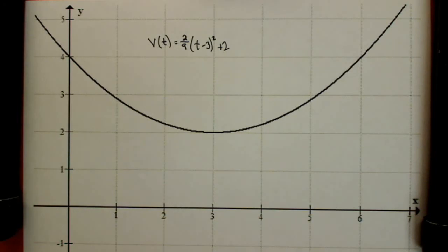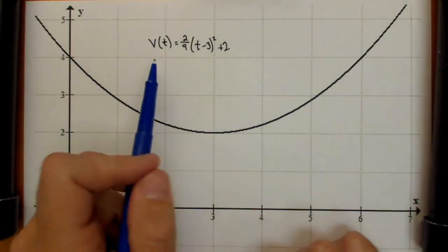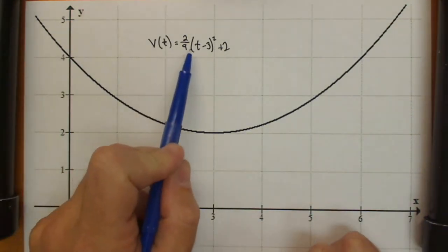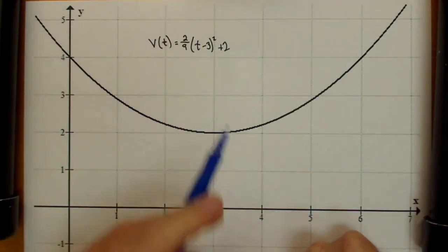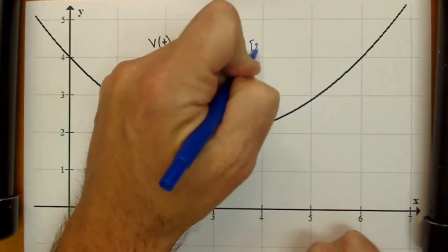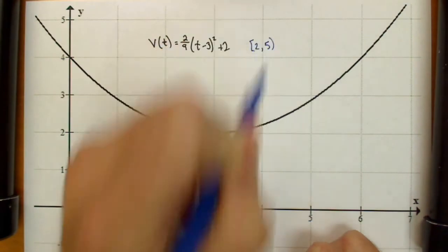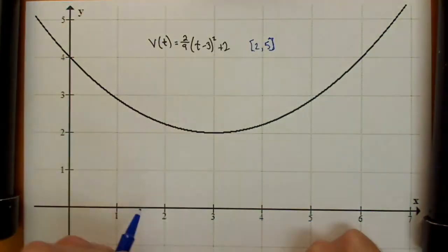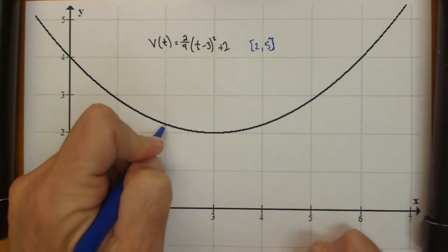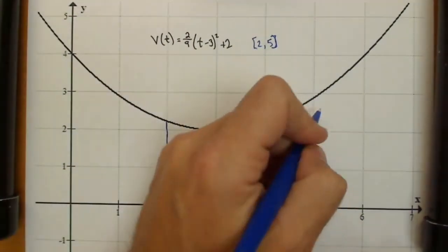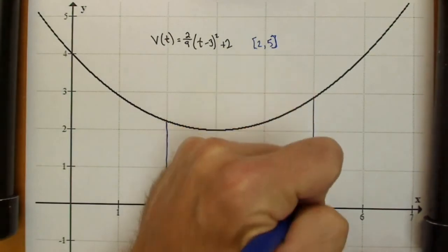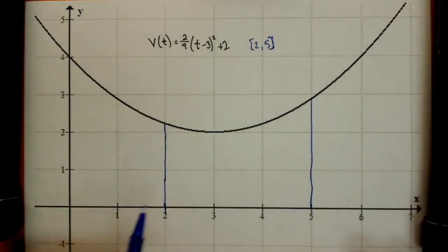In activity 4.5, we're going to investigate distance traveled given the velocity function v of t equals 2/9 times the quantity t minus 3 squared plus 2. So here we have the plot, and we're going to look at this on the interval from 2 to 5, and we know that the distance traveled is the exact area under this curve between 2 and 5.